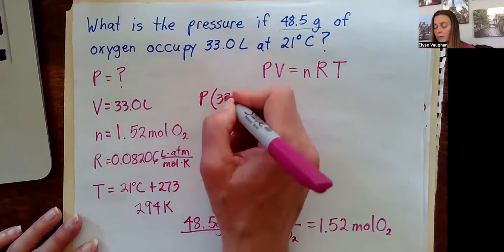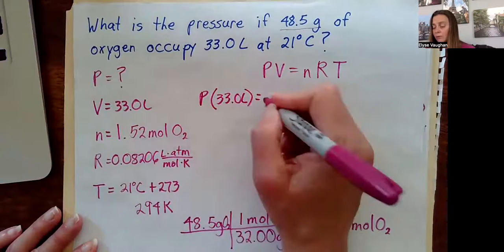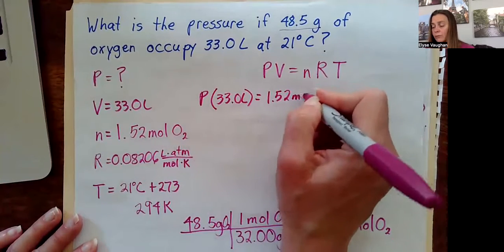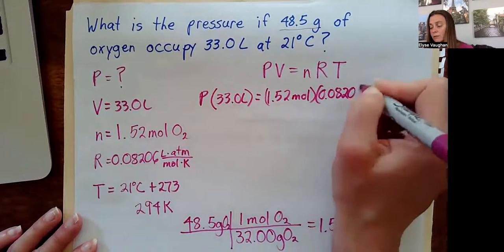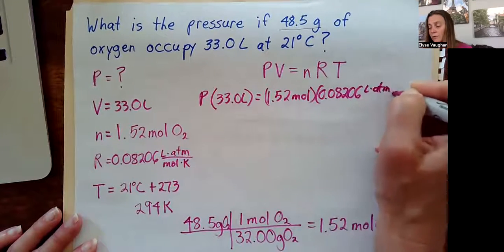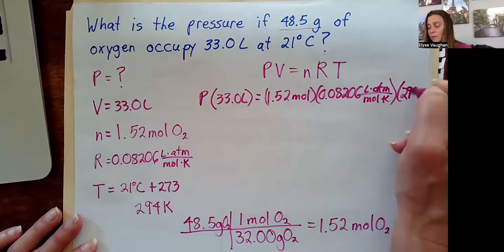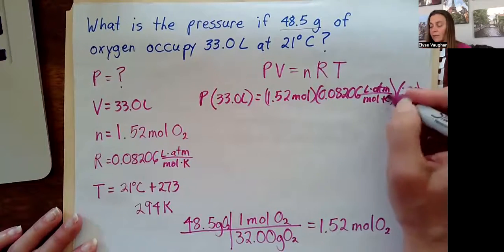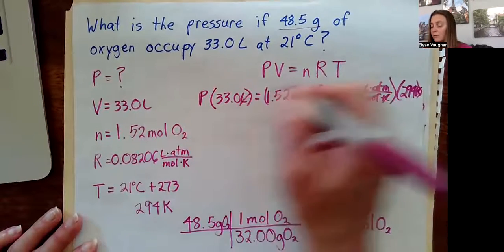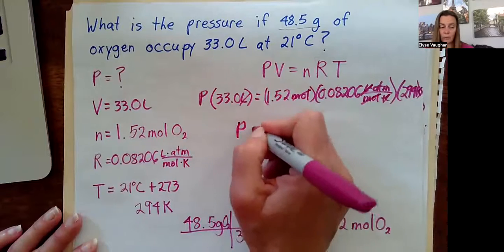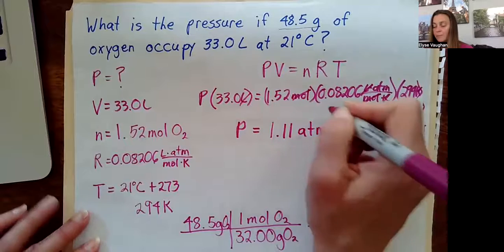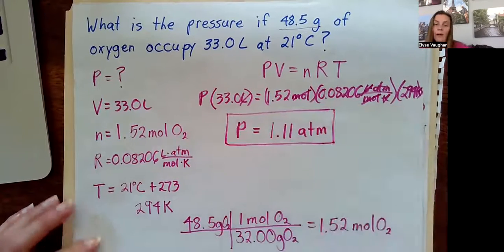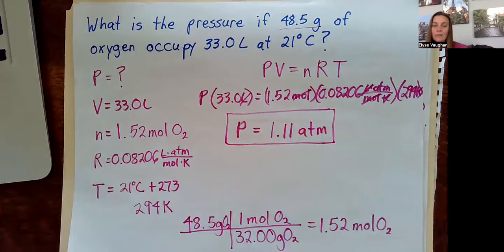P times 33.0 liters equals 1.52 moles times R, 0.08206 liter atmospheres per mole Kelvin, times the temperature, which is 294 Kelvin. Kelvin cancel out, moles cancel out, liters cancel out, and we solve for pressure, and our pressure comes out to be 1.11 atmospheres. And that's the solution to our problem.